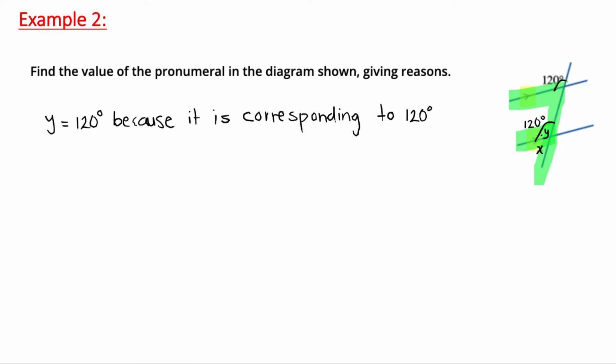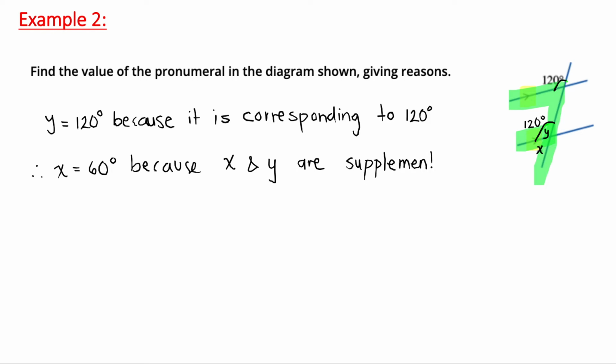And then if we know that, now we know that X and Y have to be supplementary. So therefore, X is going to be equal to 60 degrees because X and Y are supplementary. Wonderful.